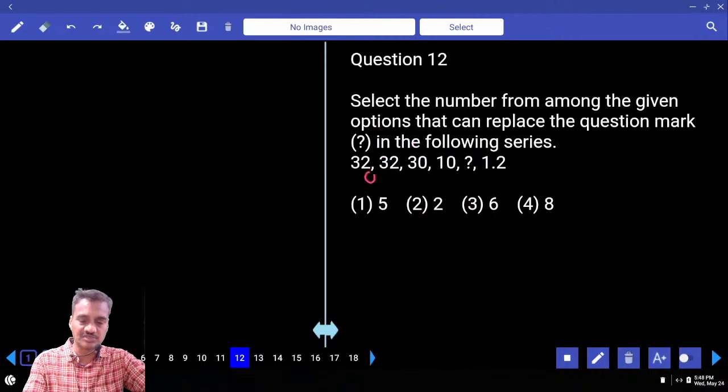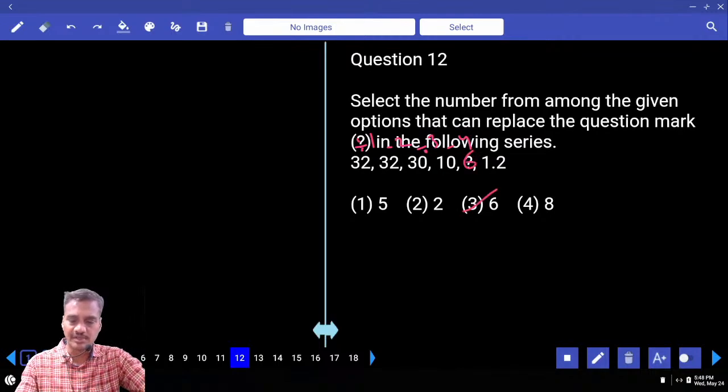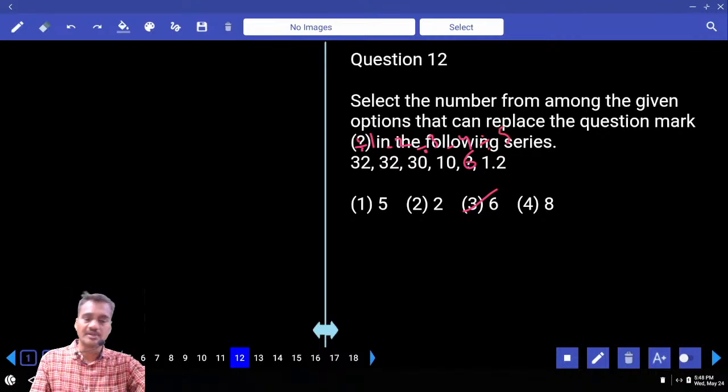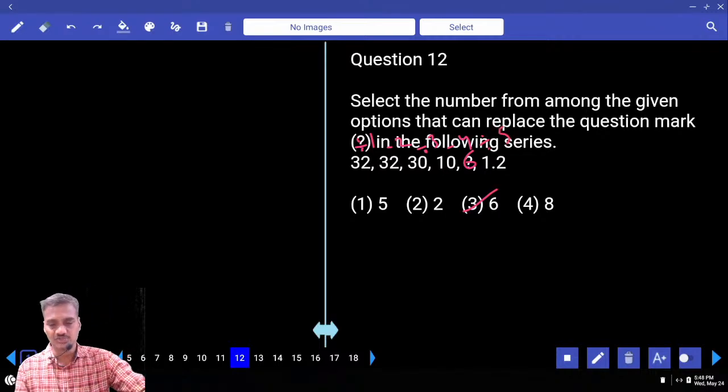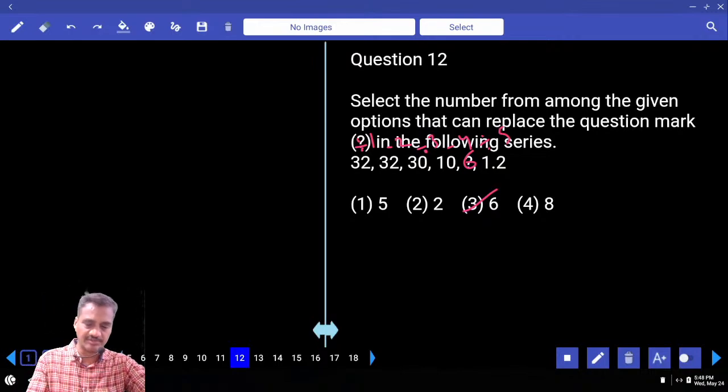Then coming to question number 12. Now the difference is how much? 0. Here it is 2. Next one is how much? Next one is 20. Or 32, and 32 we can divide by 1. Here it is minus 2. Next one, 30 divided by 3. Next one minus 4. And minus 4 is how much? 6. And next one, divided by 5. That is 1.2. Divided by 1 and minus 2 divided by 3 minus 4 divided by 5.